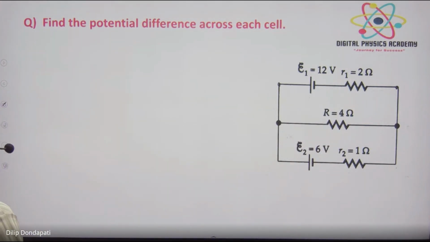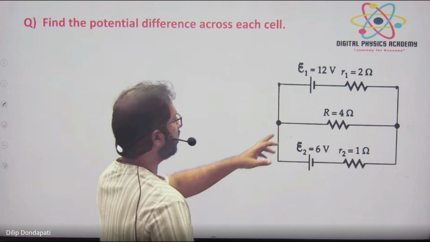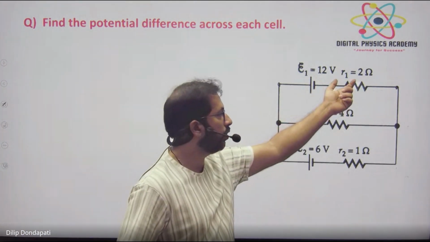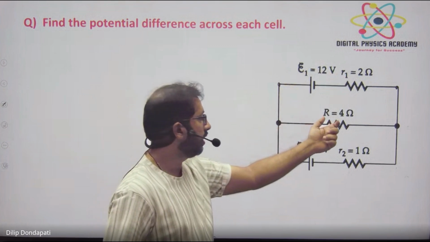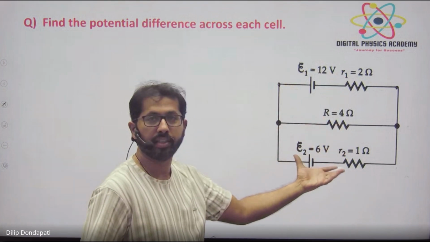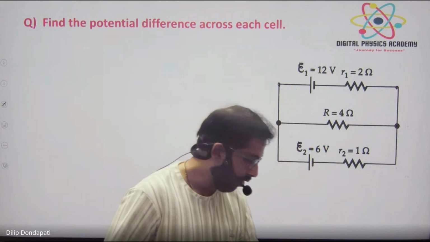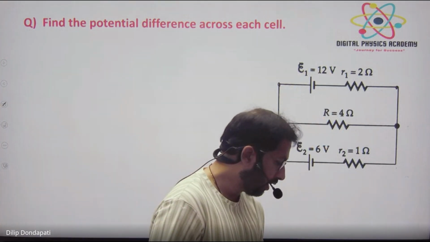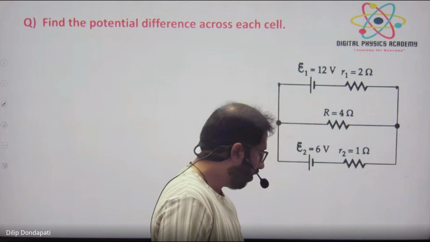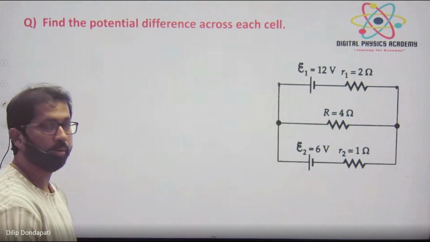Potential difference across each cell. This is internal resistance. मतलब internal resistance I told you it is inside the cell. This internal resistance is inside the cell. ये पूरा एक ही cell है. Okay. Now find the potential difference across each cell. मतलब indirectly we have to find currents. Then only we can get potential difference.